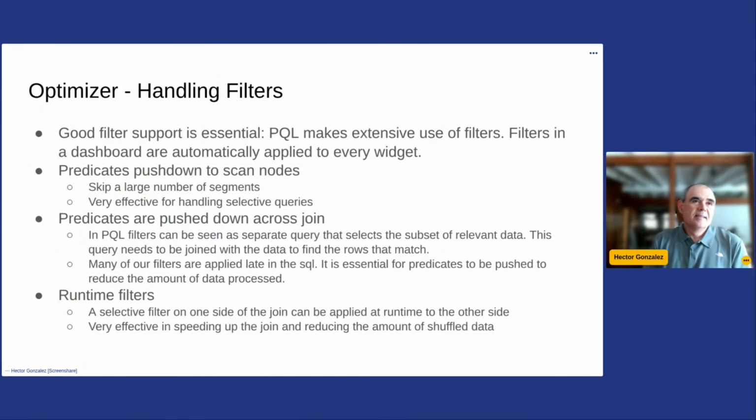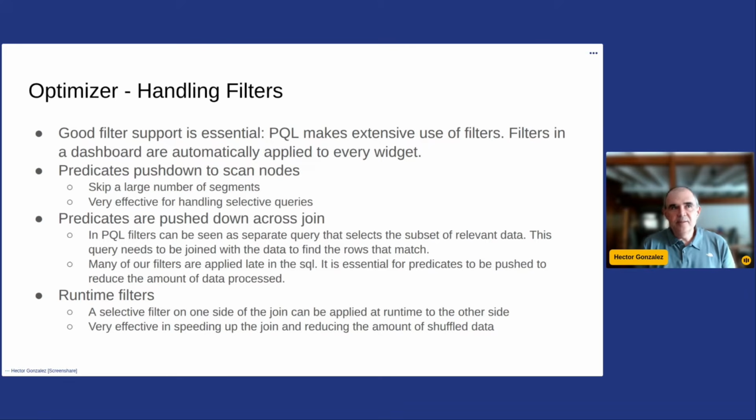I said before that in PQL, the propagation of filters to the queries, to the widgets, where each widget in a dashboard is defined by a query, is very important. So applying filters efficiently is very important. What I mean by applying filters efficiently is that when you process a query, you would like the amount of resources required to answer this query to be proportional to the number of output rows that match the filter, not proportional to the total size of the table. This is pretty important to us.